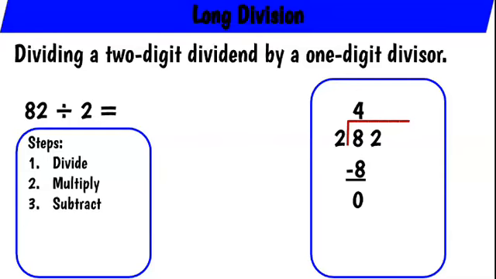So now we have to, again, ask how many groups of 2 can we get from 0? We cannot. So our next step would be to bring down. We're going to bring down our 2. Now we're going to see how many groups of 2 can I get from 2?